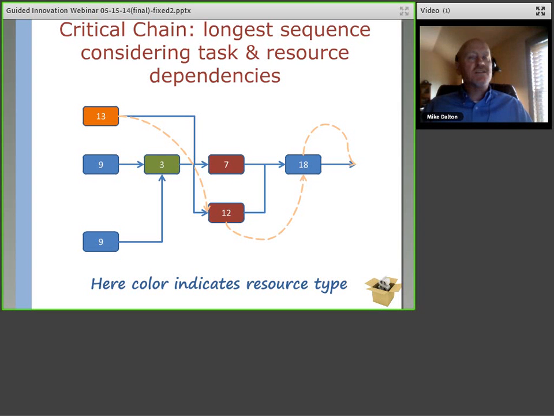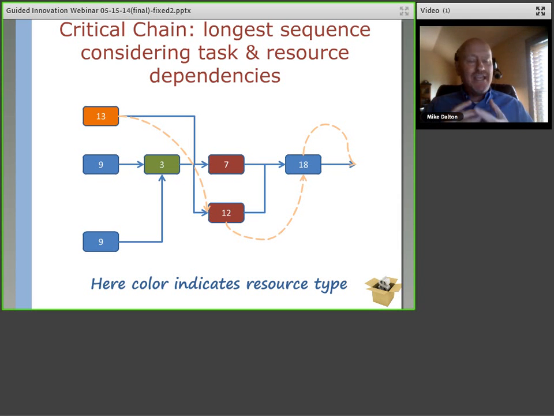The first thing is that the critical chain is the longest sequence of tasks in a project, taking into account both task and resource dependency. Now, if you're familiar with it, the critical path does not take resource dependency into account. There is something called resource leveling, but it's not really the same thing in terms of the project network that it creates. And the really important thing here is that the critical chain ends up being the project's constraint.